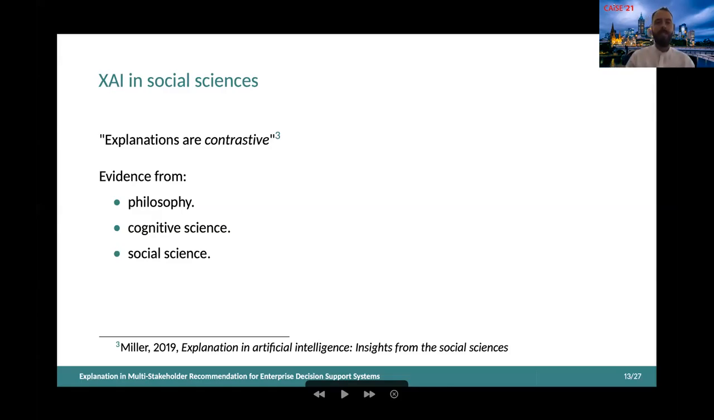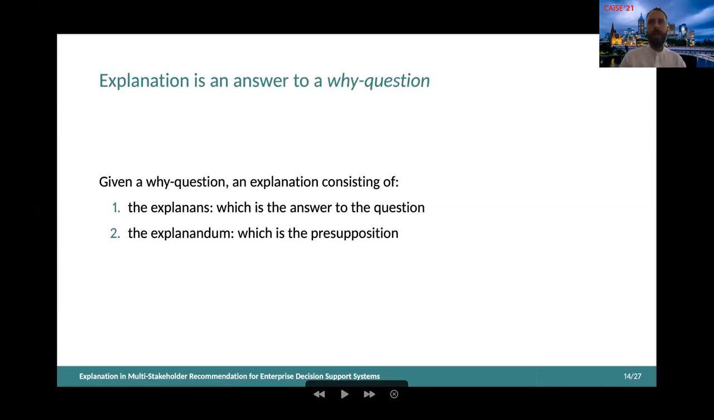Through a systematic literature review, Miller points out some significant evidence from social science and asserts that a powerful explanation is an answer to a why question. This kind of question is the most challenging because it requires counterfactual reasoning to undo an event and simulate other events that are not factual. And this also requires associative and interventionist reasoning.